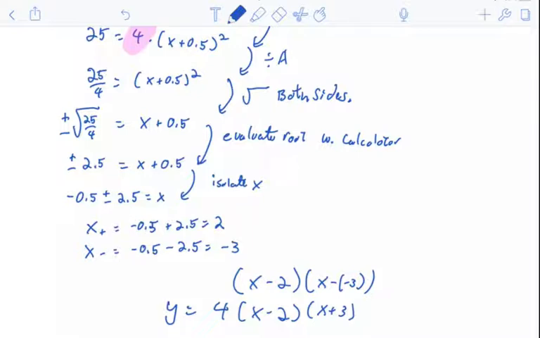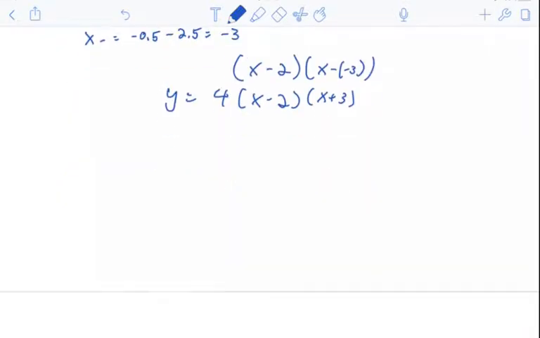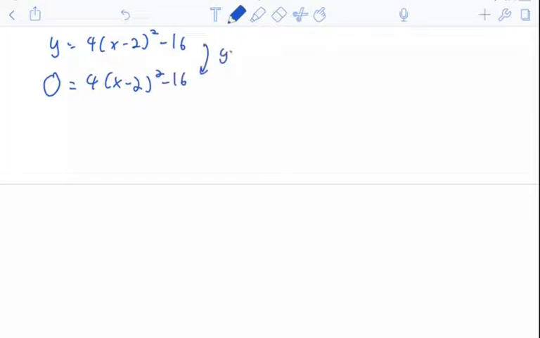Let's try another example. Maybe you can try it. I'll write it out, you give it a go, maybe pause the video, and then I'll walk you through it. Y is equal to 4, x minus 2 all squared minus 16. So I'm going to set. All right, pause it. All right, welcome back. 0 is equal to 4, x minus 2 all squared minus 16. So you set y to equal 0 because you're looking for the roots.